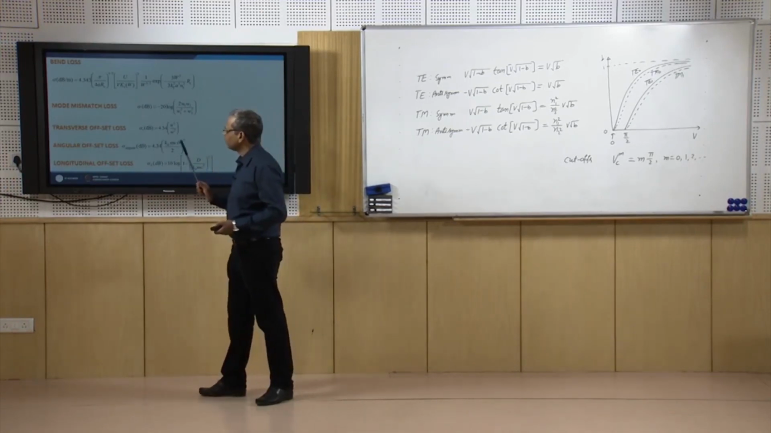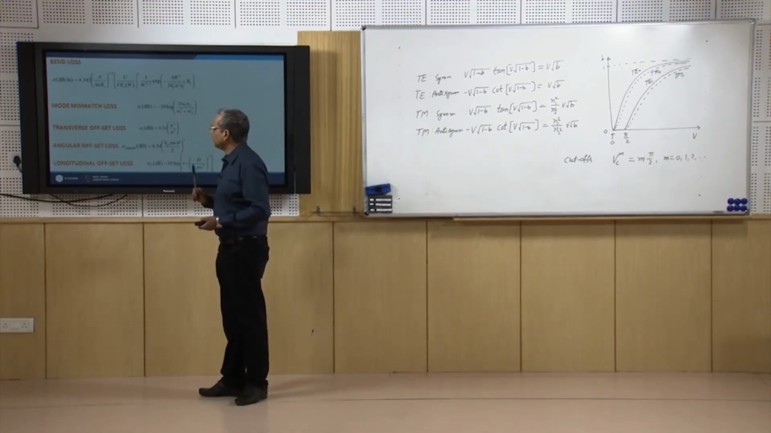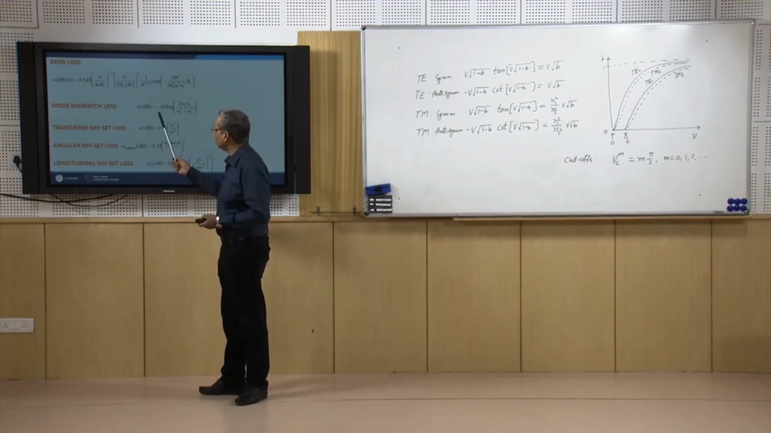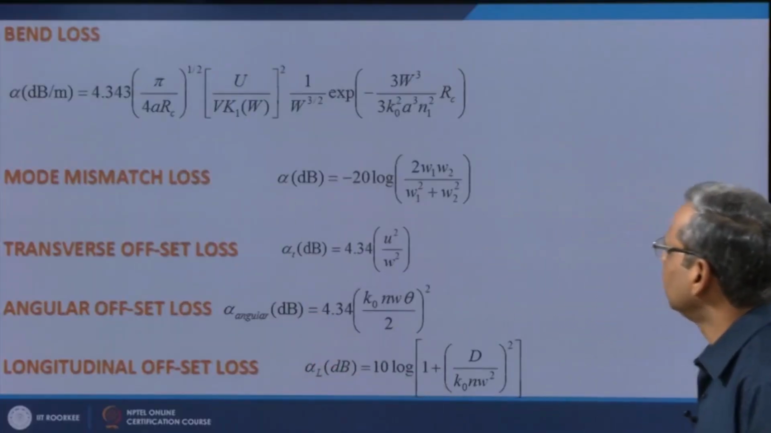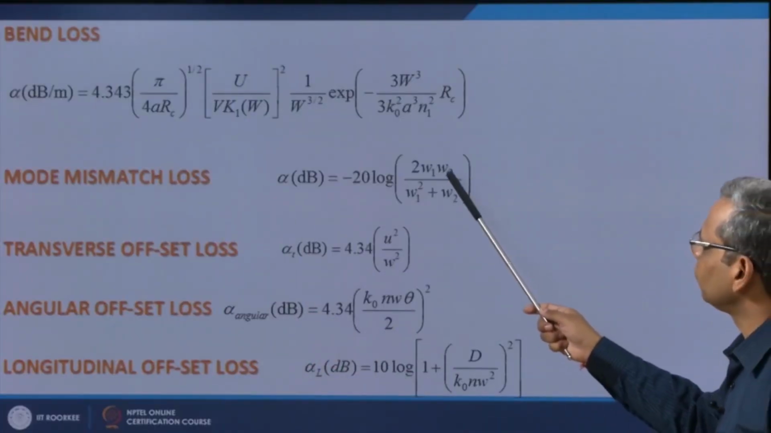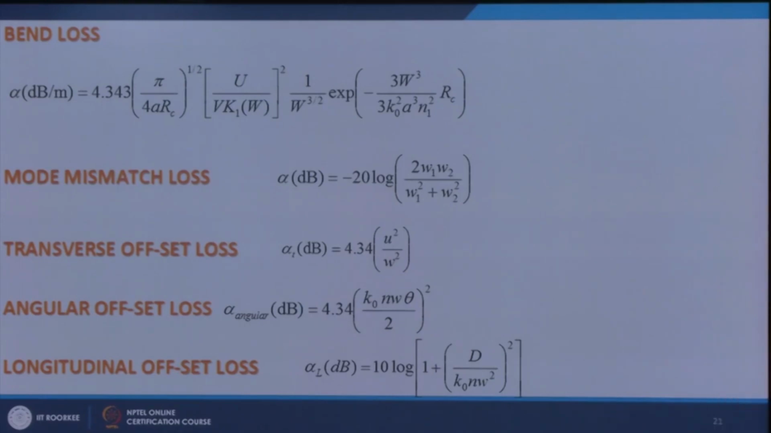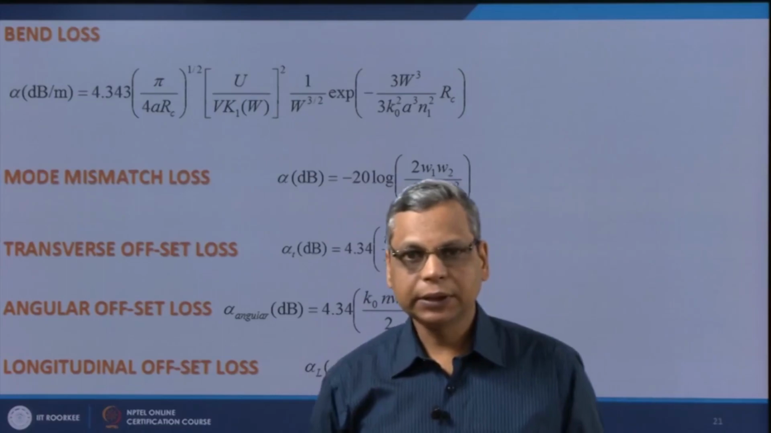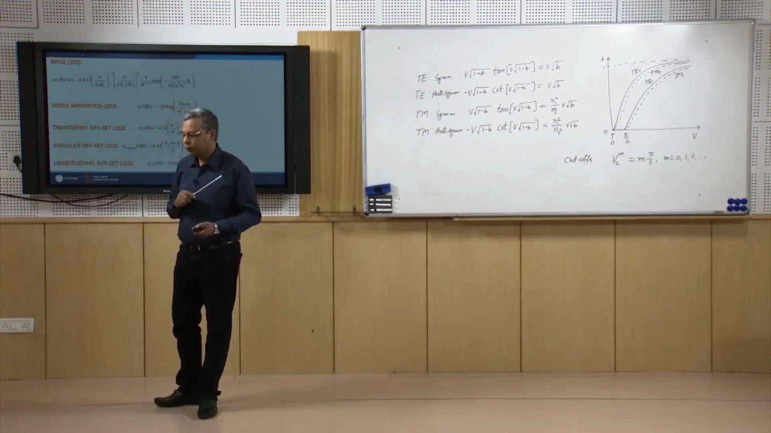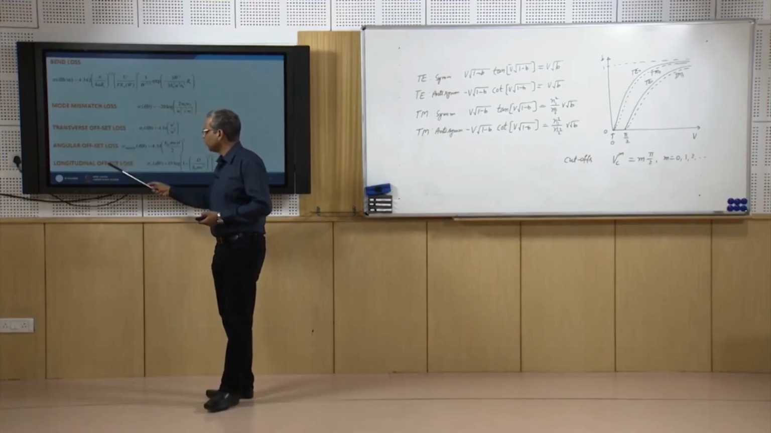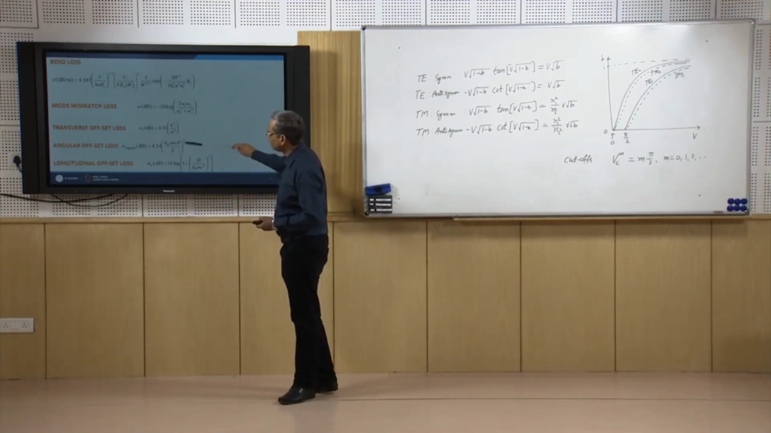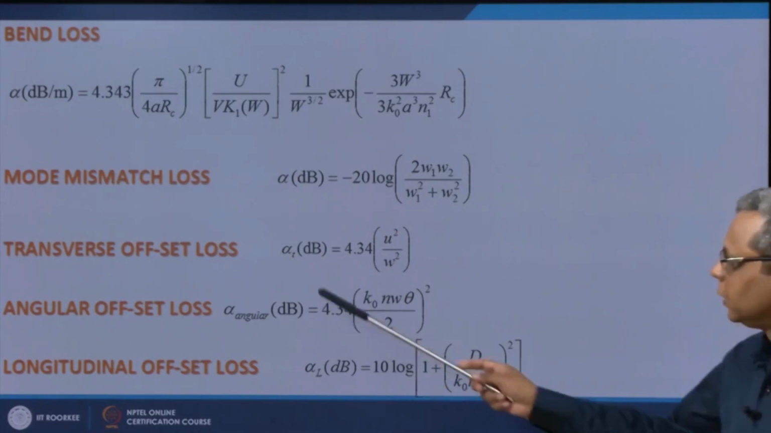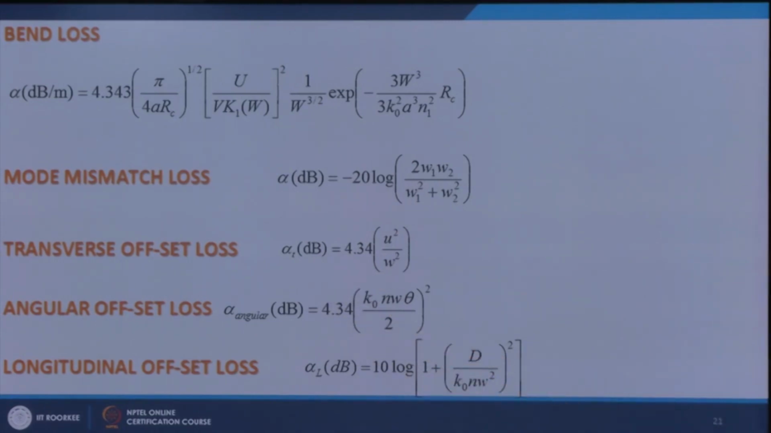If two fibers are not identical, then even if there is no misalignment while joining the fibers, there would be a loss known as mode mismatch loss, which is purely due to the different spot sizes of the modes of the two fibers. If you join two identical fibers, there can be three kinds of misalignments: transverse, angular and longitudinal, and these are the misalignment losses or splice losses due to the different kinds of misalignments. So this we had seen.